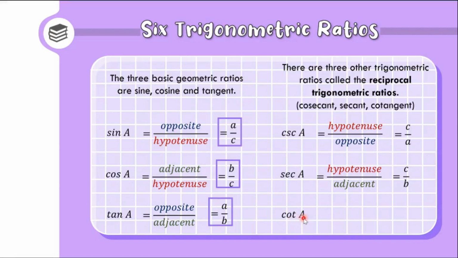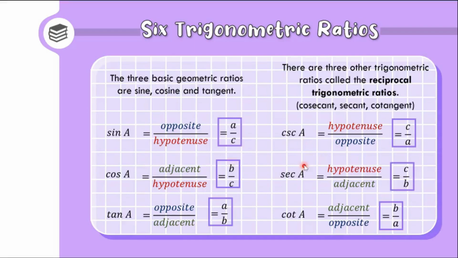Therefore, cotangent A is equal to adjacent over opposite, simply the inverse of tangent A here, which is opposite over adjacent. So if in tangent A we have here A over B, then in cotangent A we will have B over A. Therefore, cosecant A is equal to C over A, secant A is equal to C over B, cotangent A is equal to B over A. So these are the 6 trigonometric ratios that we will discuss for this video.